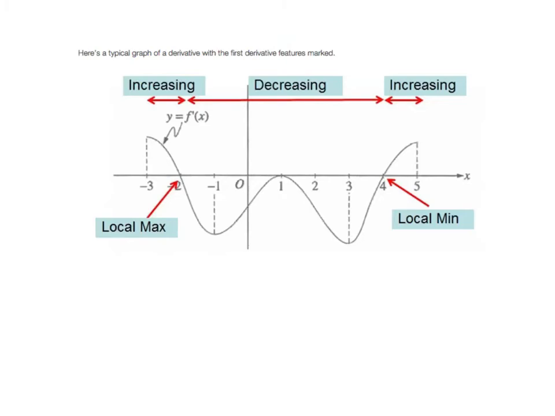Okay, so here they're showing me a graph of the derivative function. Anytime this derivative function is up here, it means the original graph had a positive gradient. Anytime the graph is down below this line, we know that the original graph had a negative gradient.